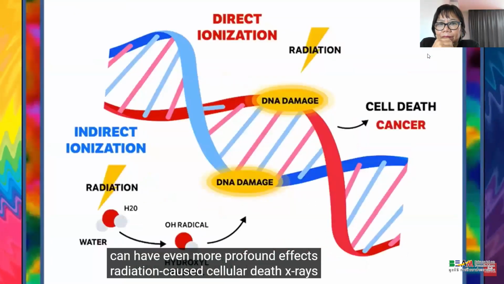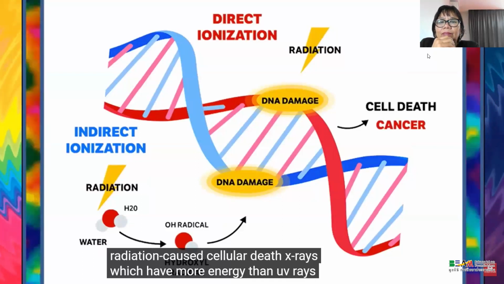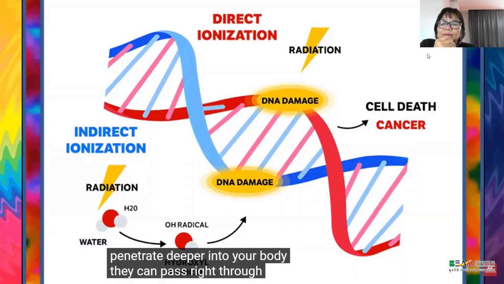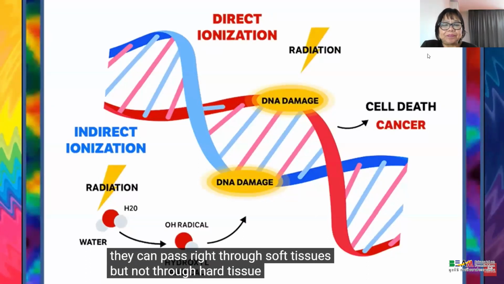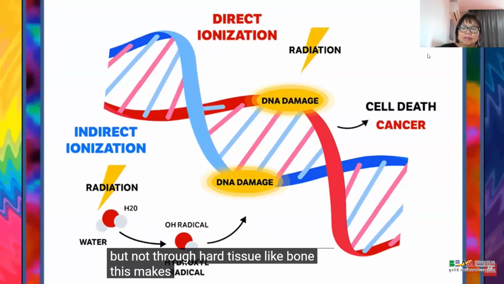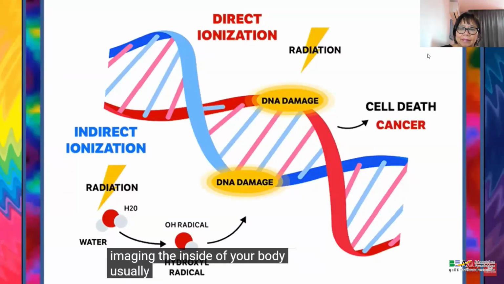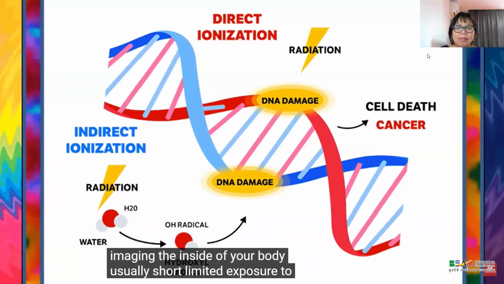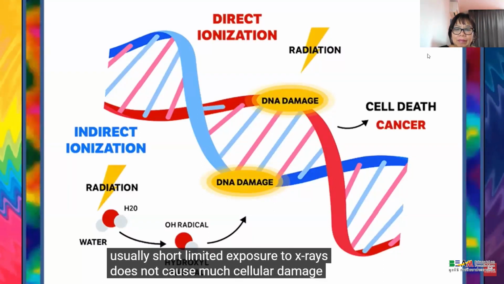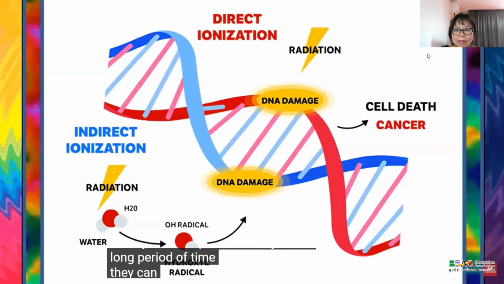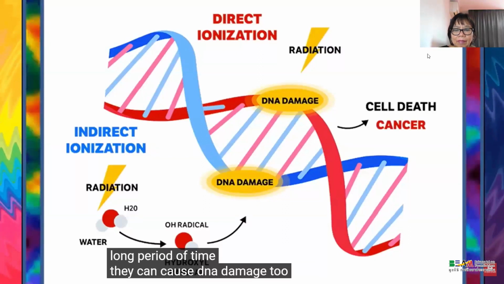Radiation-caused cellular death. X-rays, which have more energy than UV rays, can penetrate deeper into your body. They can pass right through soft tissues, but not through hard tissue like bone. This makes them really useful for imaging the inside of your body. Usually, short, limited exposure to X-rays does not cause much cellular damage, but if you are exposed to X-rays for a long period of time, they can cause DNA damage, too.